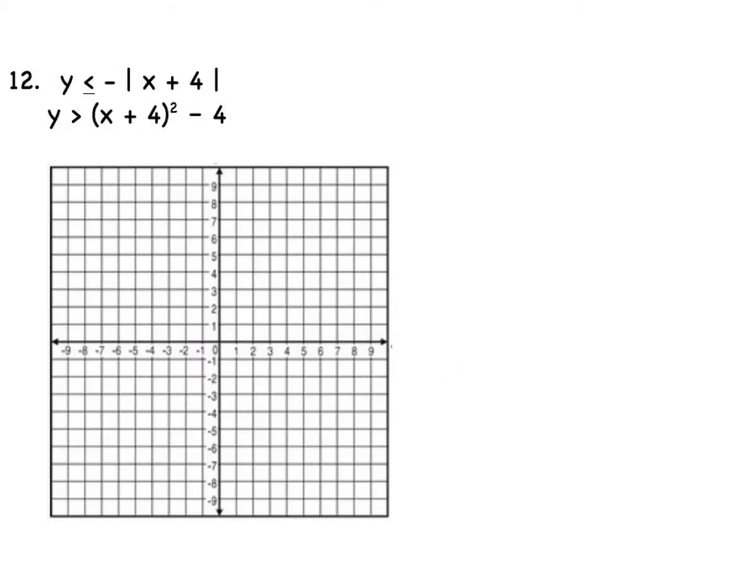In number 12, we're looking at an absolute value function and a quadratic function. The top one would have a vertex at (-4, 0), when we say opposite same. And the slope of the right ray is -1. It would also be a dotted absolute value function. So it's going to look like this.